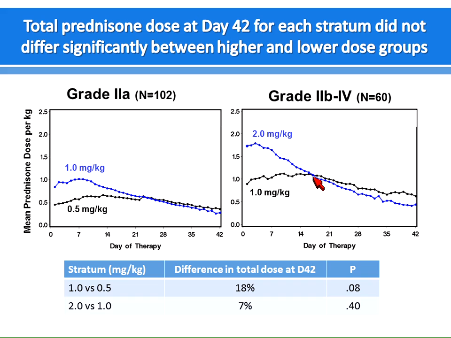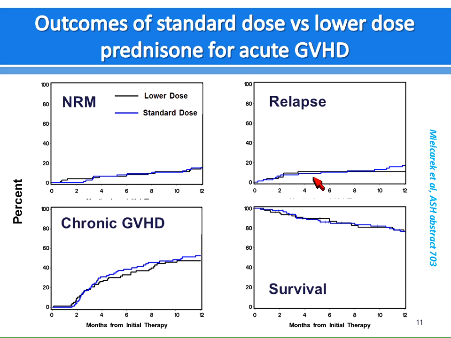And that clearly seemed to be the case, because what I could show you on these next slides is, again, despite those randomizations, no difference in non-relapse mortality, relapse, chronic GVHD incidence, or survival. So the study didn't meet its primary endpoint, but on the other hand, there was no downside to starting at lower doses.